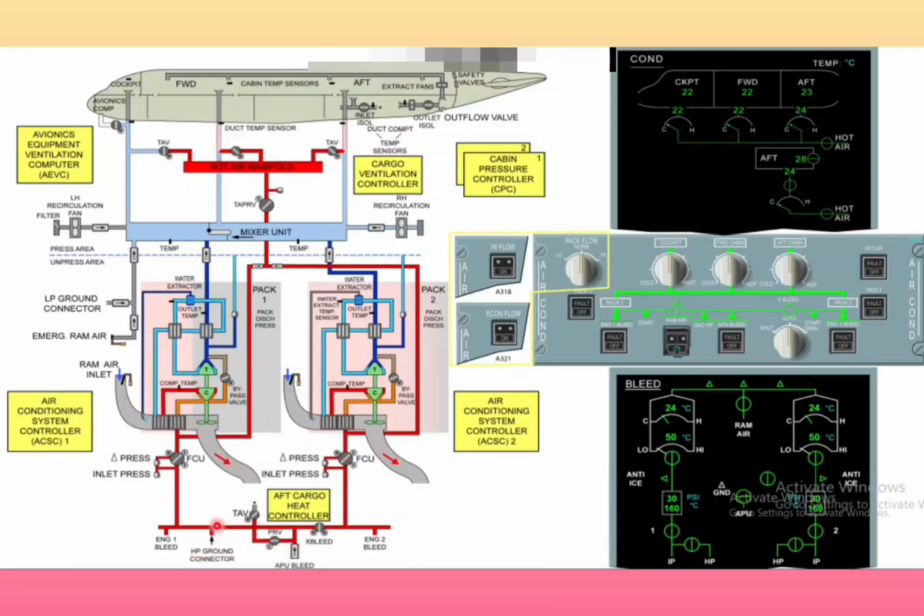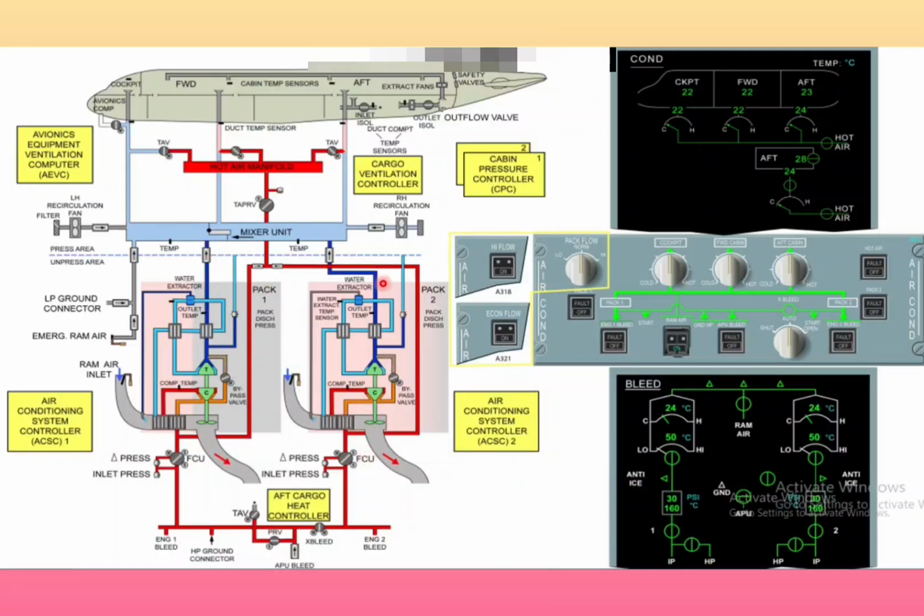Suppose we are taking engine one. Engine one bleed will go to the FCV, the flow control valve, and from there will be a tapping for the hot air manifold, and one tapping will go to the pack. The pack's separate schematic diagram I will explain in the air conditioning system. The outlet of the pack connects into the mixer unit, so both packs will supply the mixer unit, and there is a hot manifold also, controlled by the TAPRV.